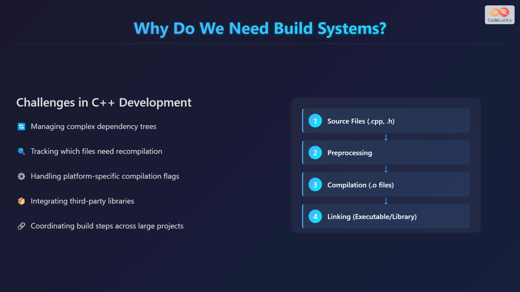The build process starts with source files, that is, .cpp and .h files. These files undergo preprocessing followed by compilation, which produces object files, that is, .o files. Finally, the object files are linked to create an executable or a library.